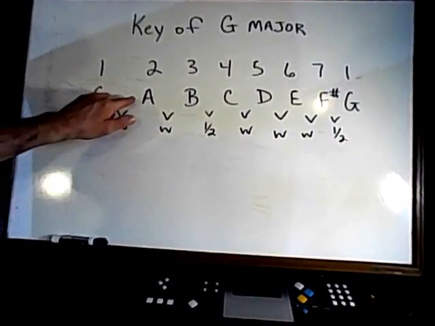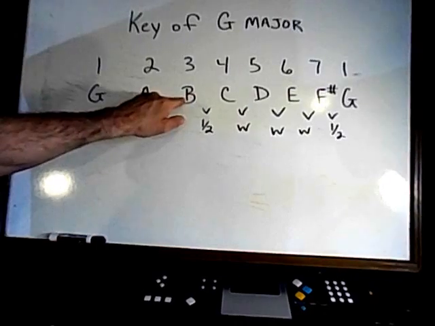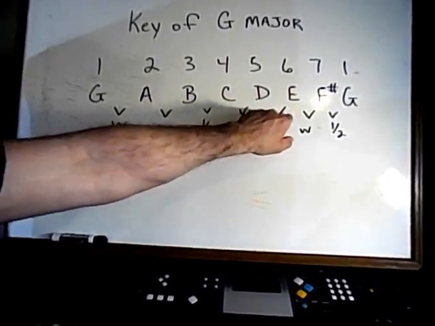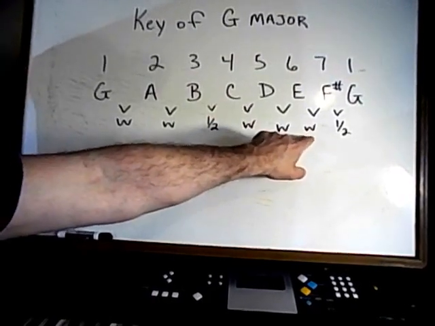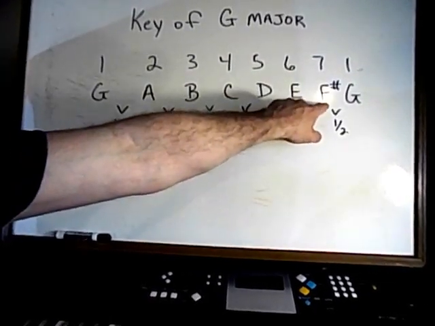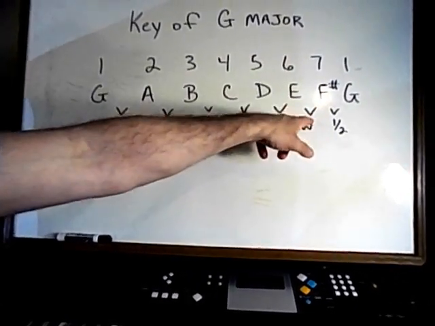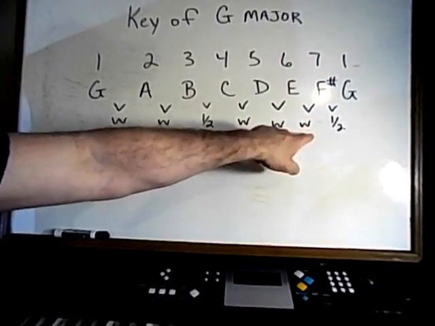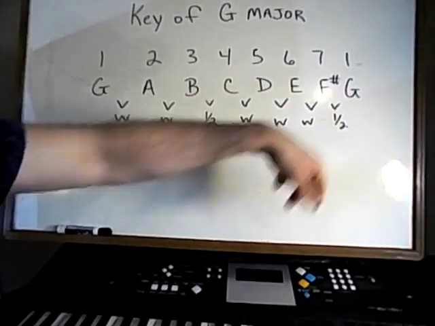So that's why we had this as a whole step, this as a whole step, half step, whole step, whole step. And because we needed to do another whole step, that's what turned the F into an F sharp. So F sharp would be the 7th note of this scale. G would be the 1st note.